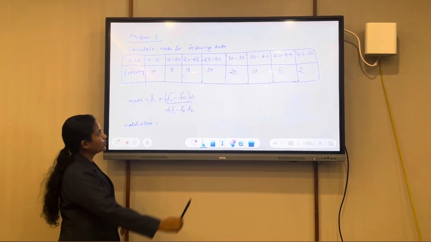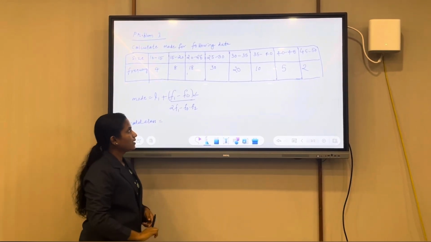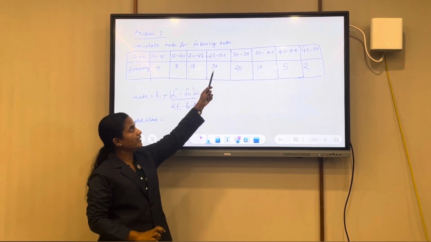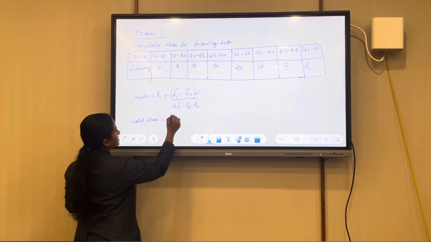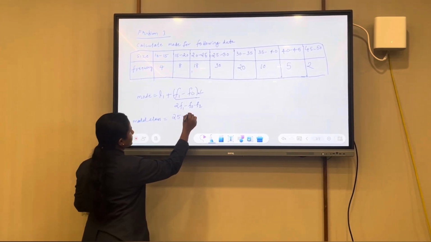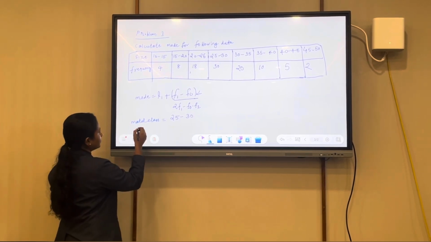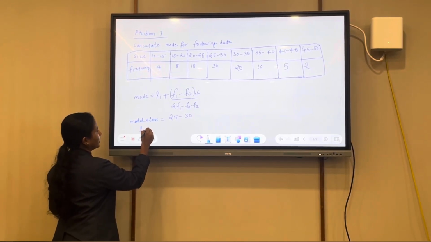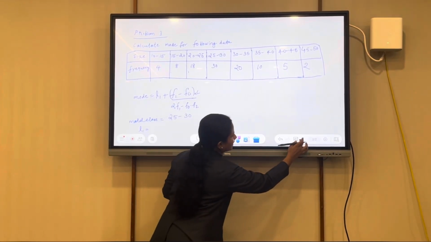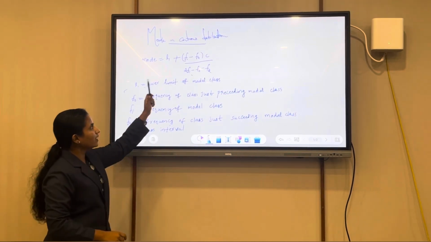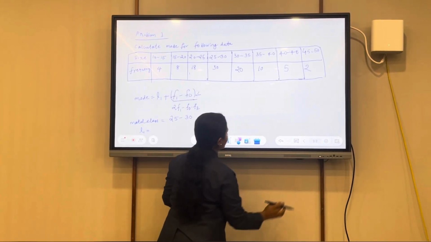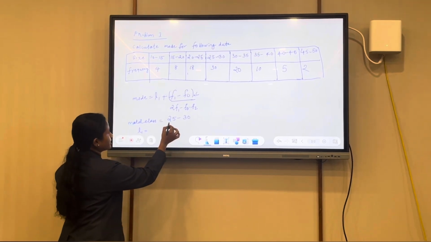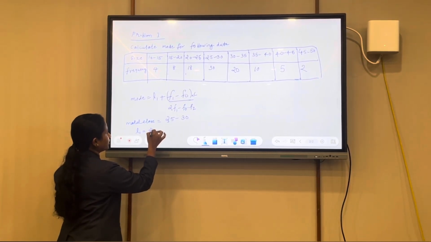Modal class is equal to 25 to 30 because it has the highest frequency, 30. Okay, so modal class is equal to 25 to 30. From here we have to find out L1. L1 is equal to lower limit of modal class. Lower limit 25. L1 is equal to 25.